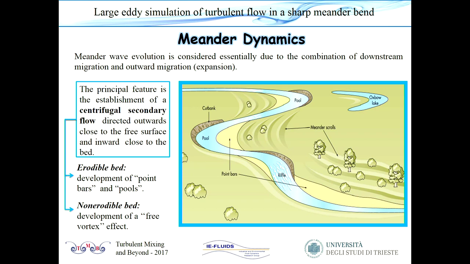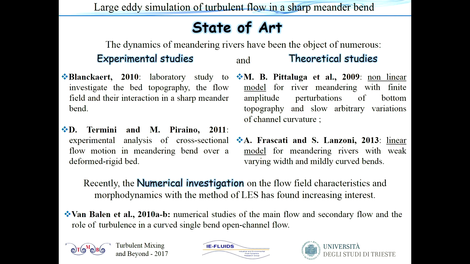At the entry of the bend, the flow at the inner bank accelerates relative to the outer bank, and the secondary flow drives a net transfer of momentum towards the outer bank. So the trend of high velocity is found near the inner bank and then moves towards the outer bank proceeding downstream. In summary, we can define the meander wave evolution as a combination of a downstream and outward migration.